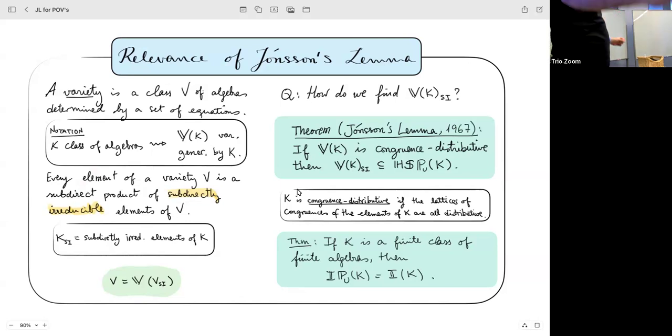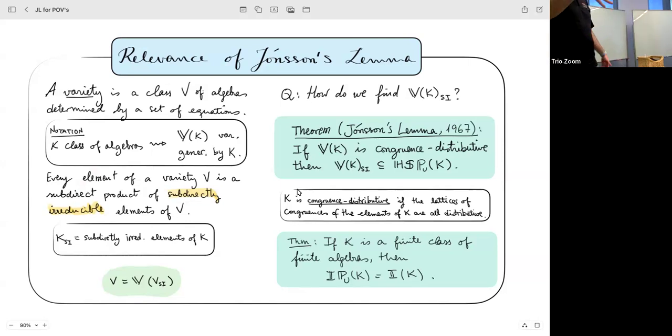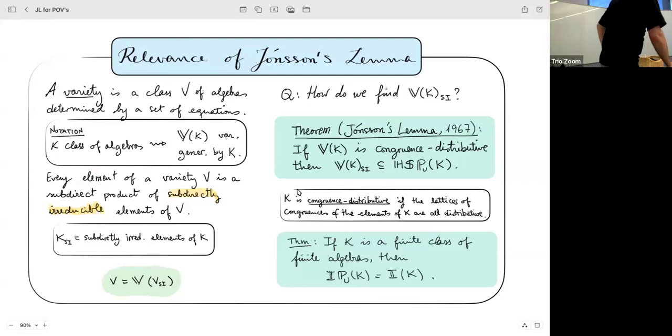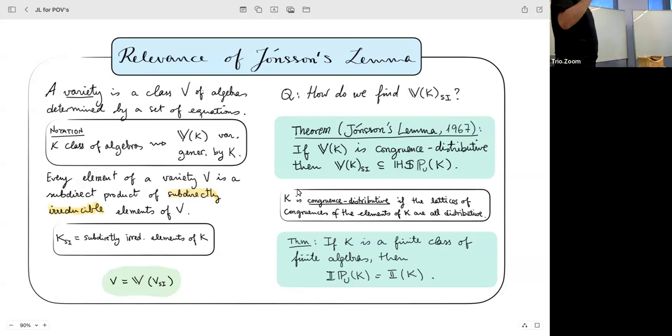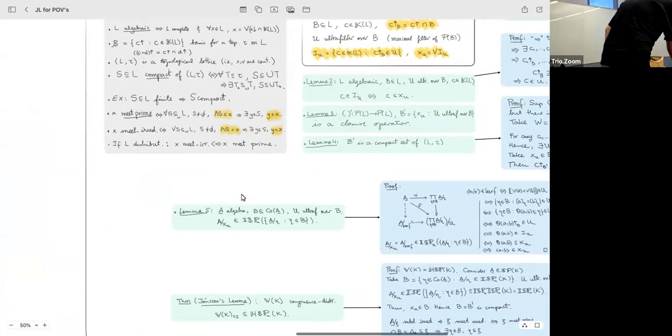Oh, the K is not the same as that K. If K is a finite class of finite algebras, then the ultraproducts of K is K. This is true, but when you say K is congruence distributive, you mean the variety, not the generators. Yes, exactly. So if I want to know whether V of K is congruence distributive, I cannot just look at K. It's more complicated in general. Okay. I'm going to mention something at the end about how to do that. Okay. Now let's look at Bajone's proof of this result.